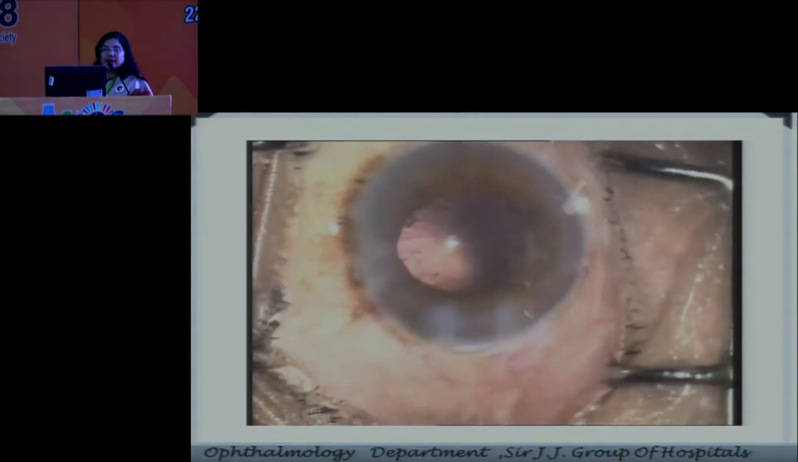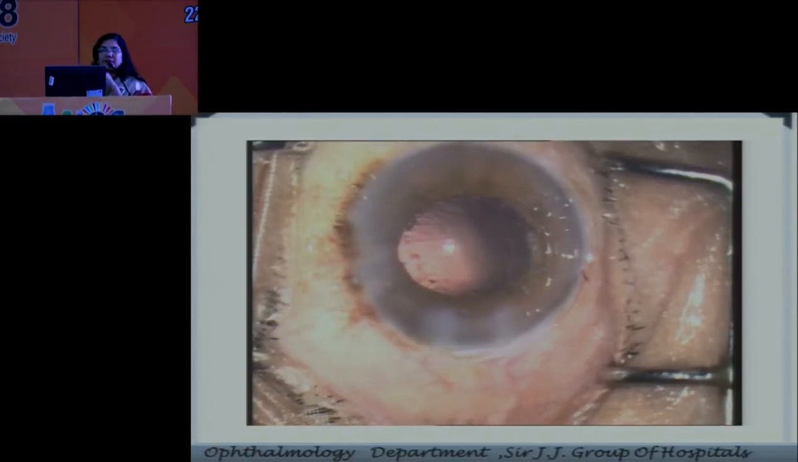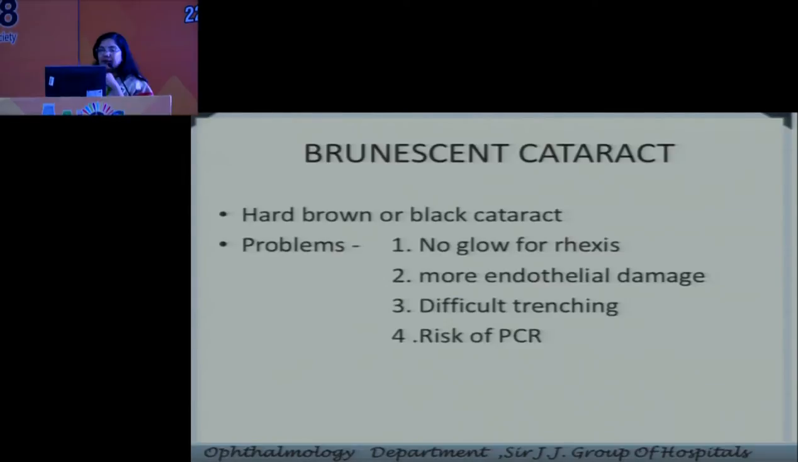As you can see over here, there was a minute's pause before the Phaco tip was removed in this video, because if you remove the Phaco tip suddenly, there can be decompression and posterior capsule rupture can occur. So that is very, very important.